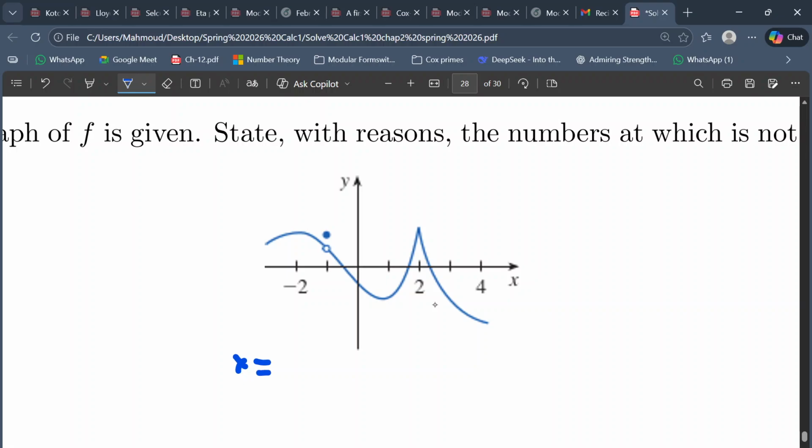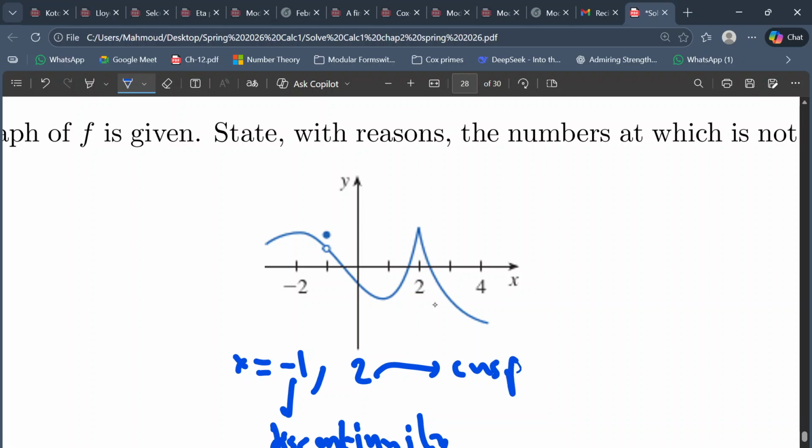So not differentiable at x equals minus 1, at 2, just this. Minus 1, why minus 1? Discontinuity. What about 2? Here? No, there is no problem here.